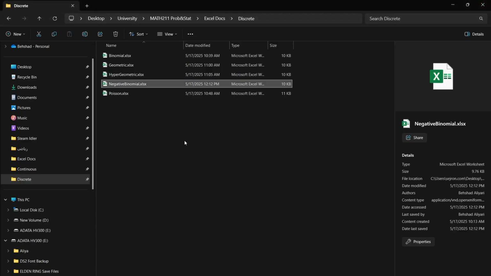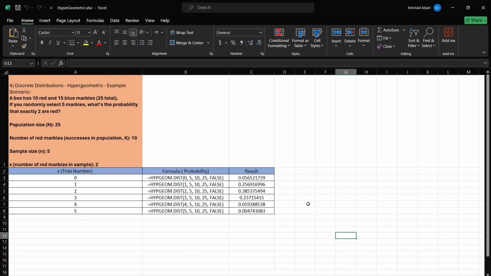We can also check out hypergeometric. Let's say a box has 10 red and 15 blue marbles, which in total are 25. If you randomly select 5 marbles, what's the probability that exactly 2 are red? So we can use our N, which is the population size and is 25 in total. We also have the number of red marbles, which in total are 10, and the sample size, which was given to us, was 5. And our x, which is the number of red marbles, is 2. So we have 0 to 5, which are the trial numbers.